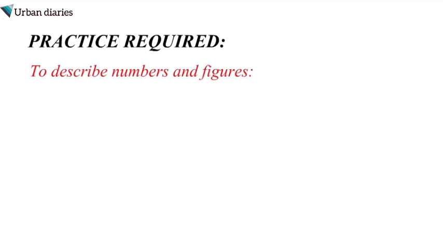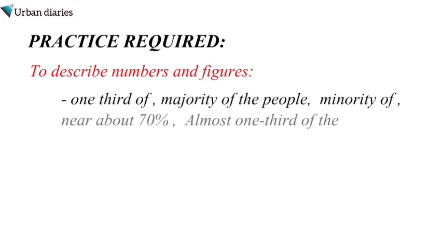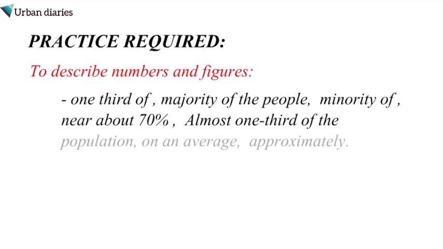As in my paragraph, when I noticed that 80% of the population is literate, I explained it as nearly 1/4 of the population. I didn't say exact 1/4 because it's more than 75%. So I used the word nearly. Likewise, there are so many phrases that you can use, as in 1/3 of, majority of the people, minority of the people, near about 70%, almost 1/3 of the population, on an average, approximately, and other words.